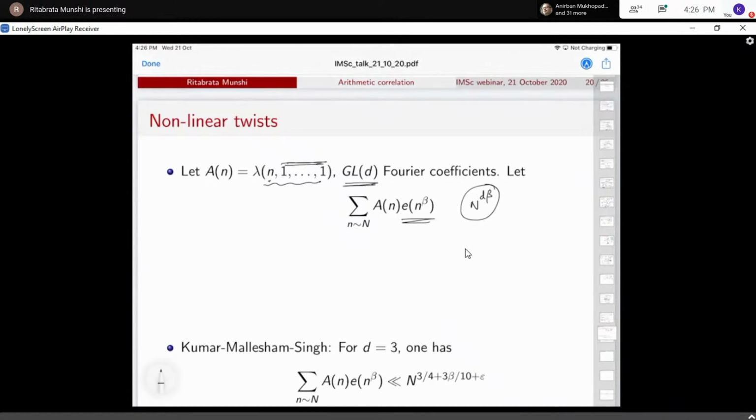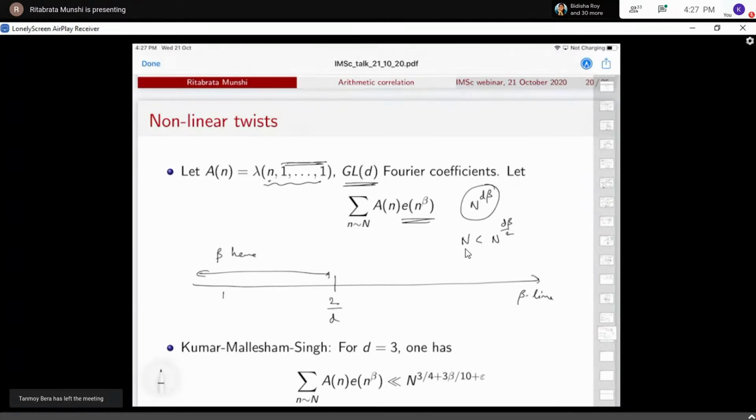That's the complexity. So basically, this sum becomes interesting when n is smaller than n to the power d beta by 2. Okay, so we draw this line. So this is going to be my beta line. So that really means that if beta is larger than 2 by d, in this range, then the problem is kind of trivial. Do not worry about it. When the beta is over here, then it is non-trivial. And it means that no non-trivial bound is known for beta in this range for d greater than or equal to 4. Okay, so for 2 and 3, we know non-trivial bounds. For 4 onwards, we don't have any non-trivial bounds.